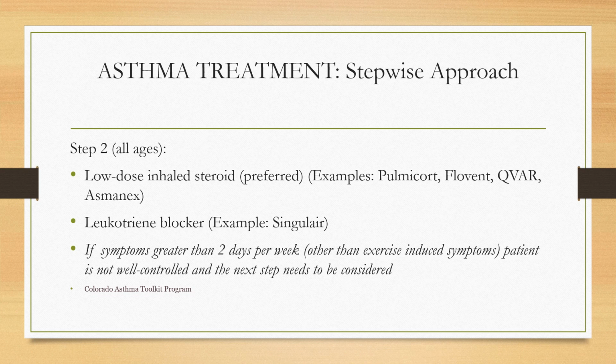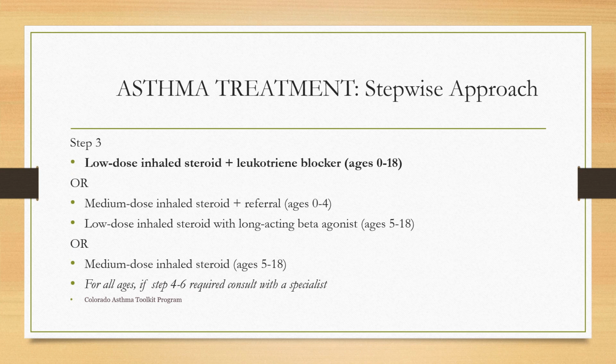Also, you might have introduced some Singulair, a leukotriene blocker, but you're still having symptoms. At that point, you're going to go to step 3. At this point, you're on a low-dose inhaled corticosteroid and a leukotriene blocker like Singulair, or you might up your dose to a medium-dose inhaled steroid, or you could go to a low-dose inhaled steroid with a long-acting beta agonist. So the point I'm trying to make is that asthma is not stagnant. It's not a fixed thing.